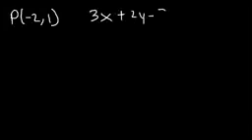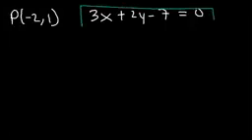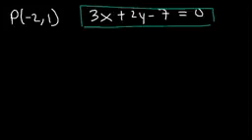So here's the last question for the day. Write the equation of the line that passes through the point (-2, 1), and that's perpendicular to the equation 3x plus 2y minus 7 is equal to 0. So just like before, first we need to convert this equation to slope-intercept form. Once it's in slope-intercept form, we can find the slope, and then we can find the slope of the perpendicular line. So let's solve for y.